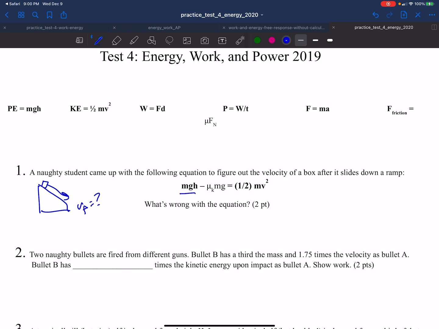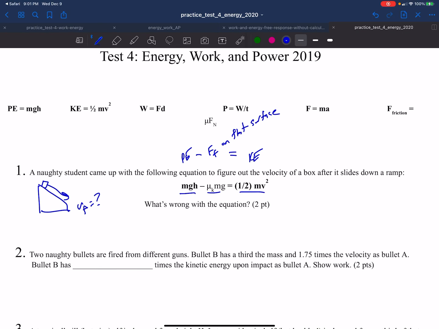So the first thing you do when you come across a question like this is identify what these terms are. There's three terms here. Try to identify what they are. mgh is potential energy. 1/2 mv squared is kinetic energy. Mu sub k mg is the force due to friction on a flat surface. So the equation they're trying to do is potential energy of a system minus the force of friction on a flat surface equals KE.